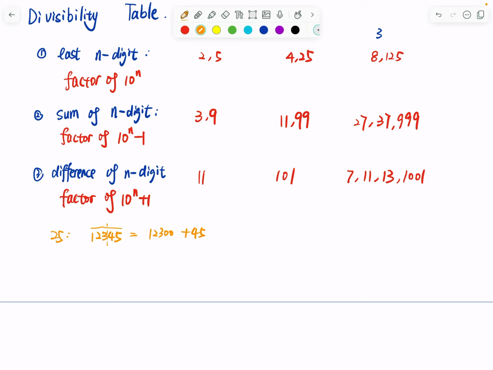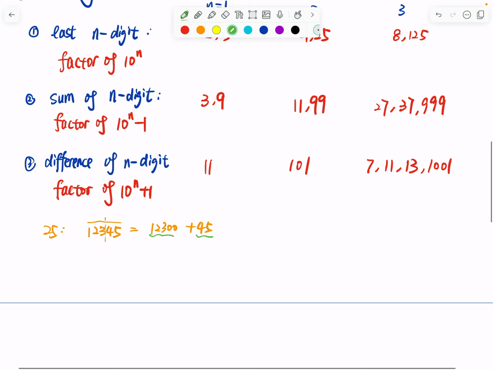Firstly, we know this 12300 can be exactly divided by 25. So we just need to check 45, right? If 45 can exactly divide by 25, then all the things can divide by 25. Of course, this 45 cannot. So that means 12345 cannot exactly divide by 25. Okay, so now let's look at the next one.